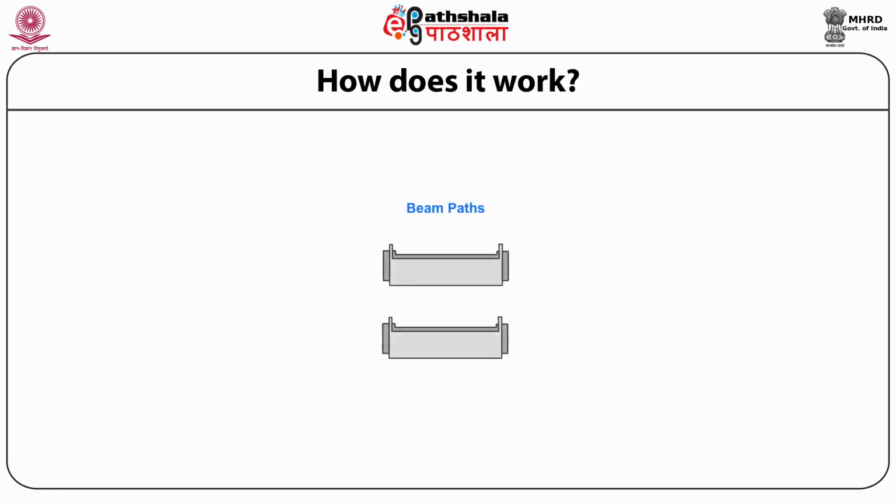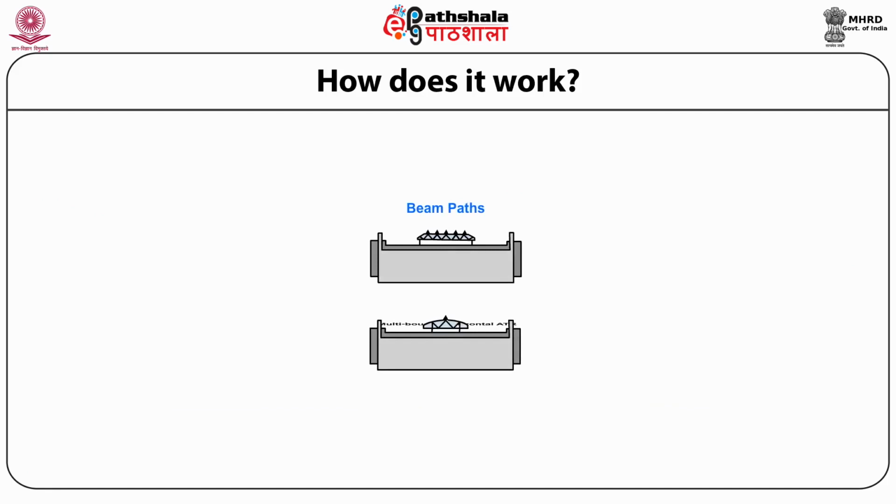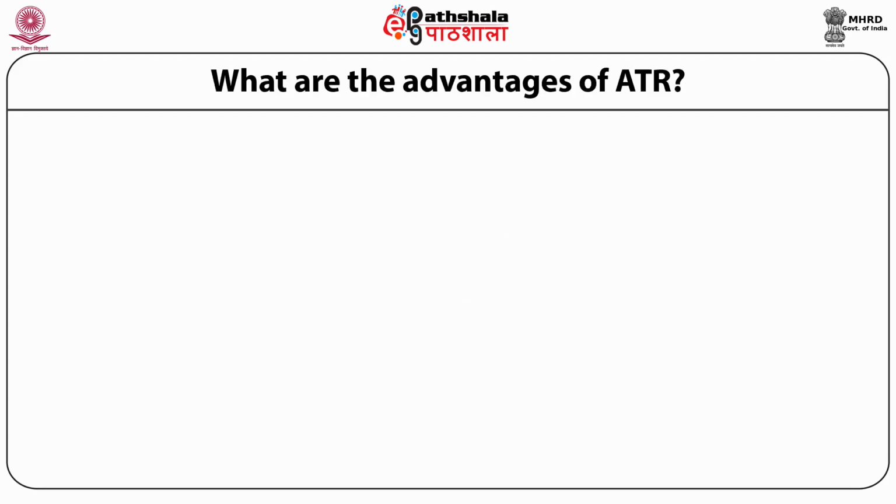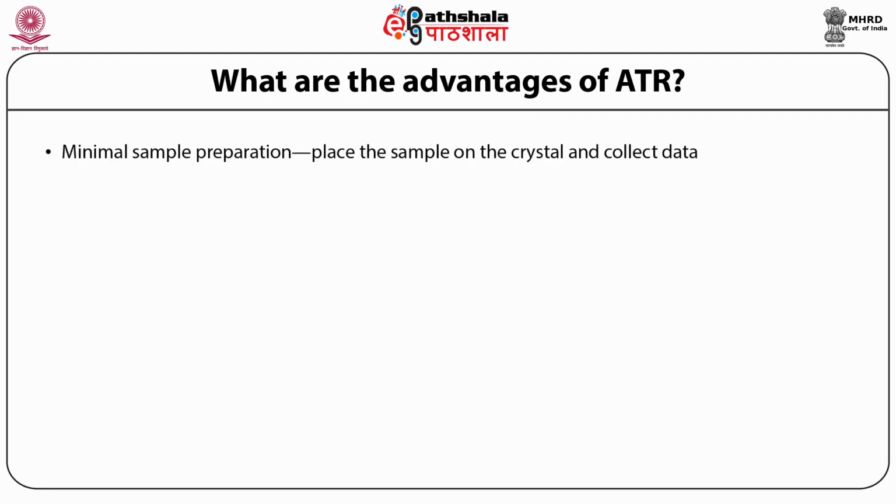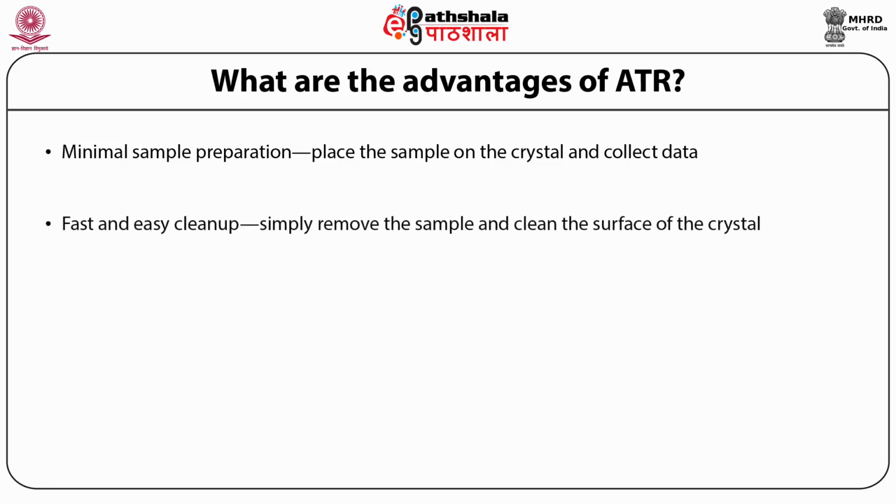Beam path has been shown in this slide with multi-bounce horizontal ATR and single bounce horizontal ATR. Now, what are the advantages of ATR? First, minimal sample preparation. Place the sample on the crystal and collect data. Fast and easy cleanup. Simply remove the sample and clean the surface of the crystal.